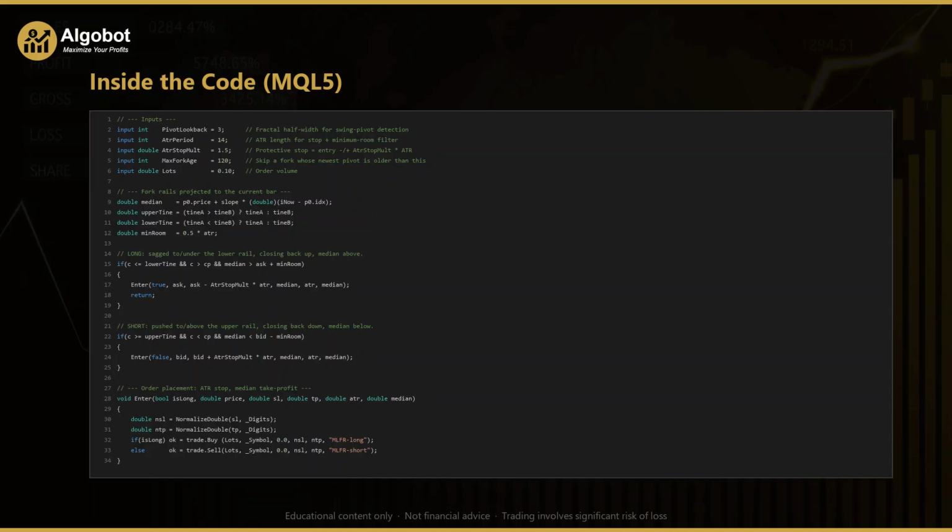Notice the stop is the ask minus the ATR stop multiple times ATR, and the take profit is the median. The short block is the mirror.